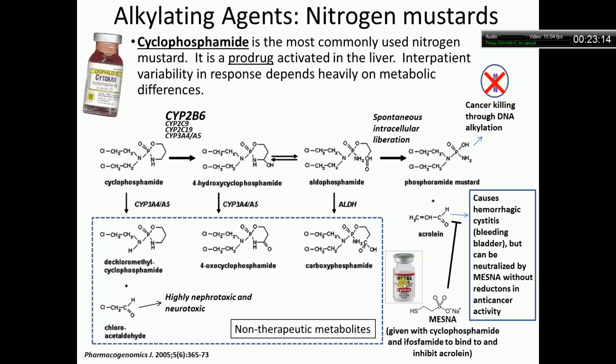This will save us. Okay, so Mesna is, as far as I know, given every time you're going to take cyclophosphamide, because Mesna does have a thiol group, SH, and that serves as a suicide binder. So rather than binding to our endogenous proteins, we'll bind acrolein with Mesna, and then hopefully get eliminated. Okay.